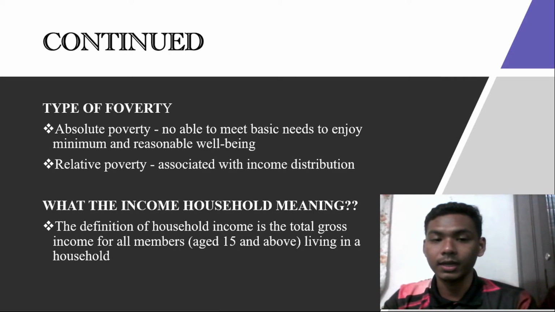Okay, next, relative poverty. Relative poverty can be equated to income distribution. Income distribution can show the level of welfare of an individual, that is, by comparing the level of welfare of the individual with the level of welfare of others.